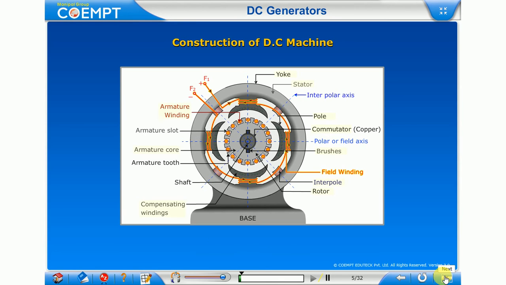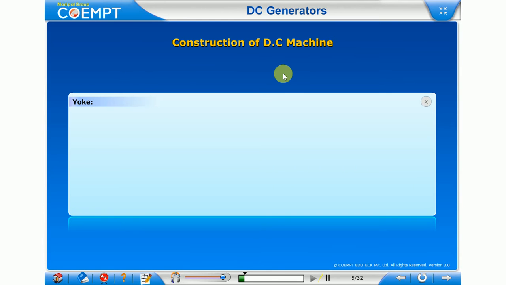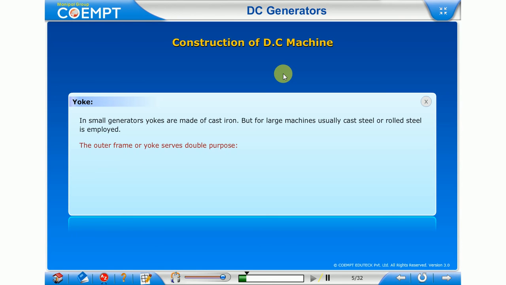Magnetic frame or yoke. In small generators, yokes are made of cast iron, but for large machines usually cast steel or rolled steel is used. The outer frame or yoke serves a double purpose. It provides mechanical support for the poles and acts as a protecting cover for the whole machine. It carries the magnetic flux produced by the poles.